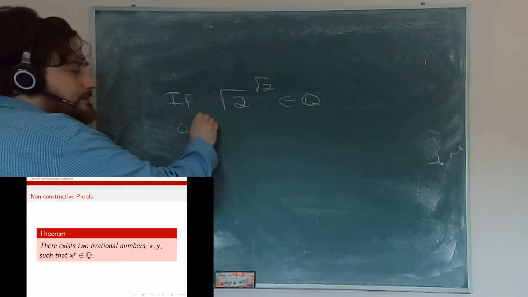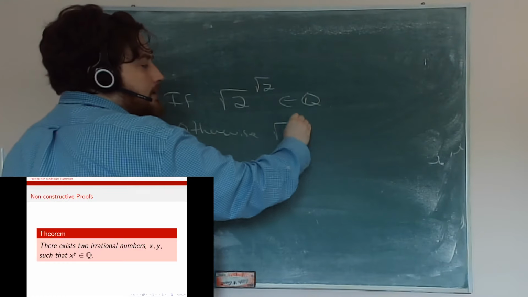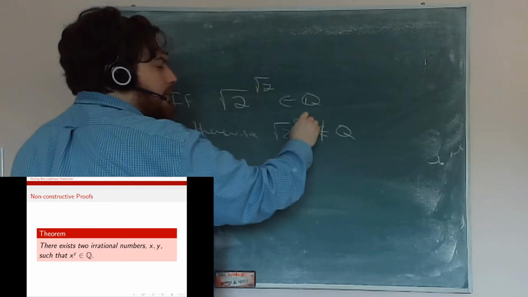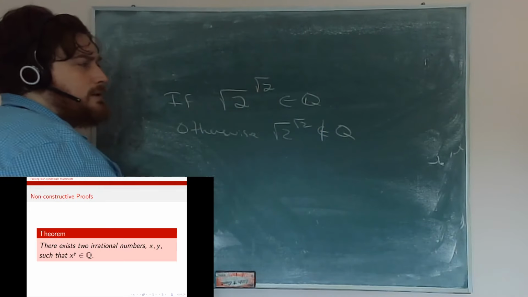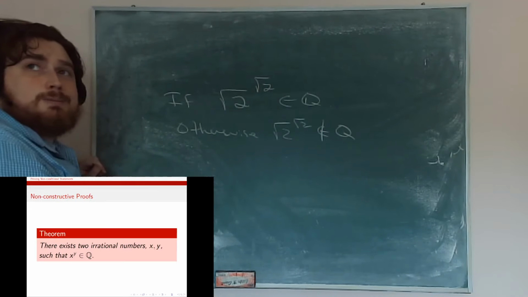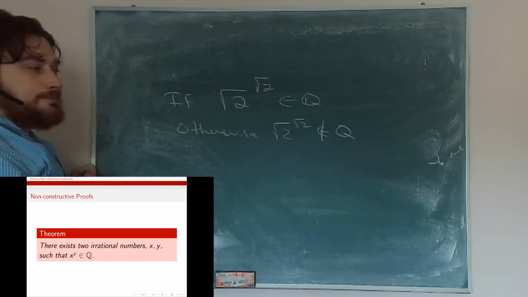Otherwise, let's assume that it is not rational. So let's assume that this is not in Q. So the square root of 2 to the square root of 2 is irrational. I actually don't know which one of those is true, but it is either rational or it's irrational. If it's rational, then I have an irrational to an irrational is rational, and so I've proven my theorem.